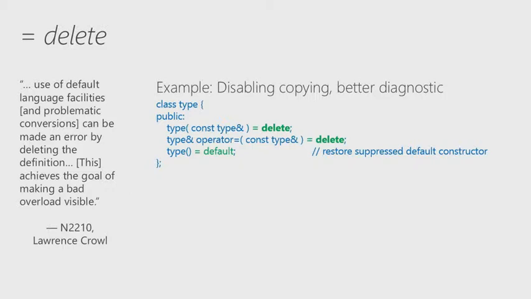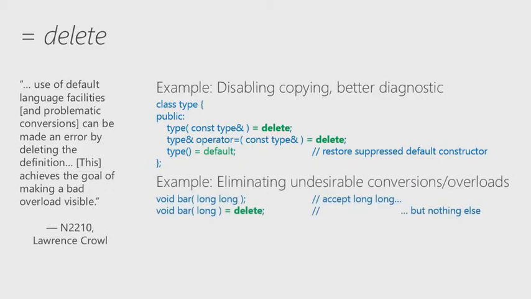I just don't want those functions, and they're suppressed and don't appear. Now, I showed this example because most of the time people think about equals delete on these special member functions to say turn off copying. But it's a broader feature than just that.